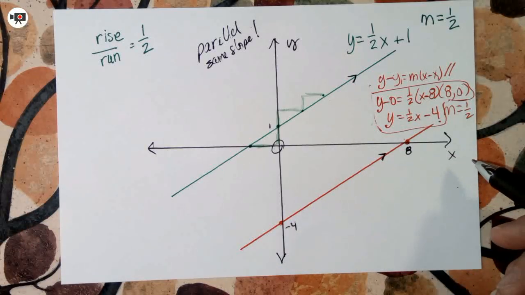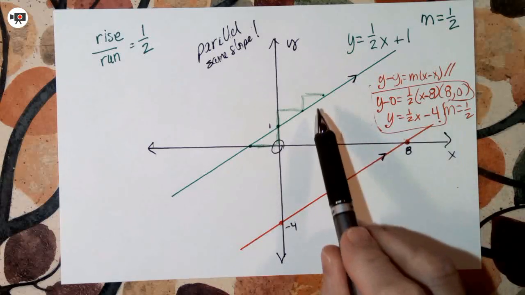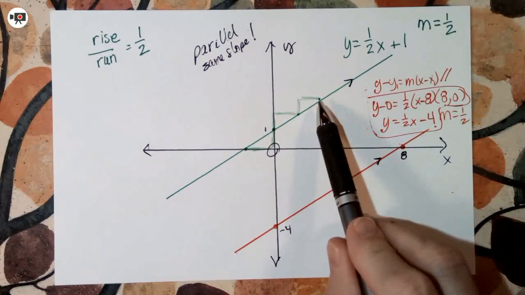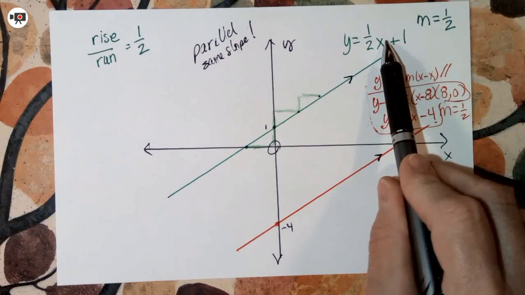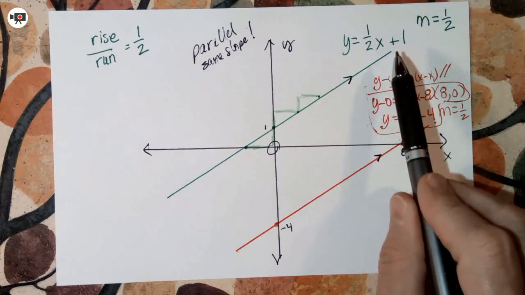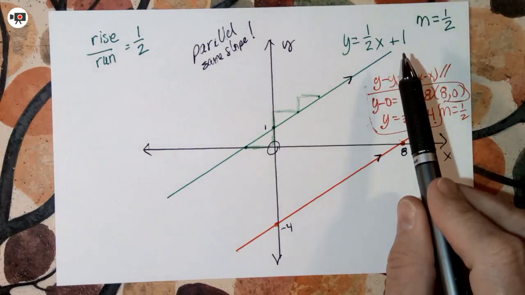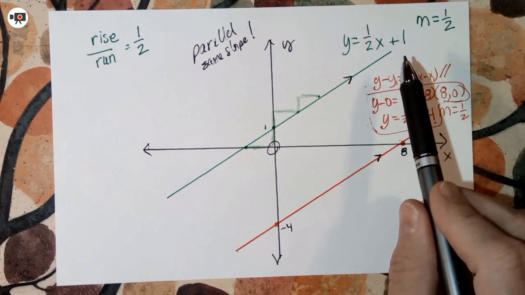Okay, so now let's say I want a perpendicular line, a line that's perpendicular to my original y equals 1/2 x plus 1, except I want it to go through the point 4, 3.